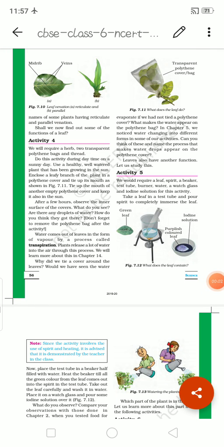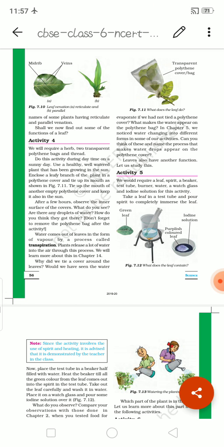Yes, children. So we have learnt about transpiration in plants by doing some activities yesterday. Hope you all have understood it. So I want you to do that activity and send me the report of that activity.